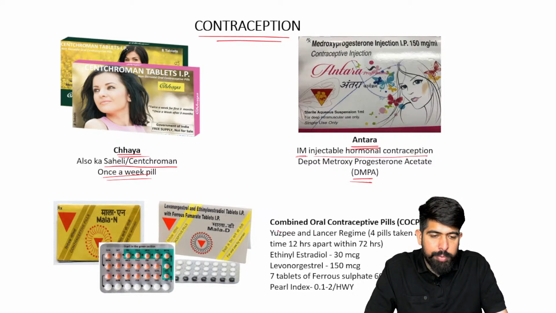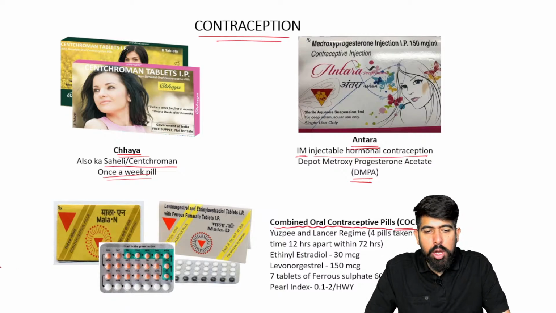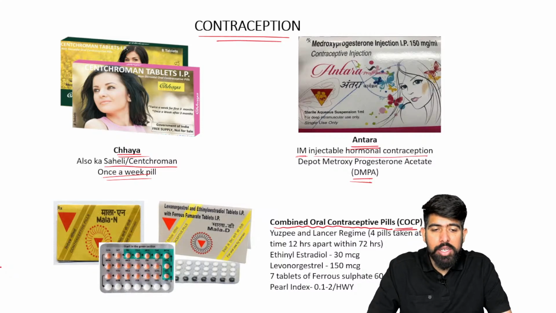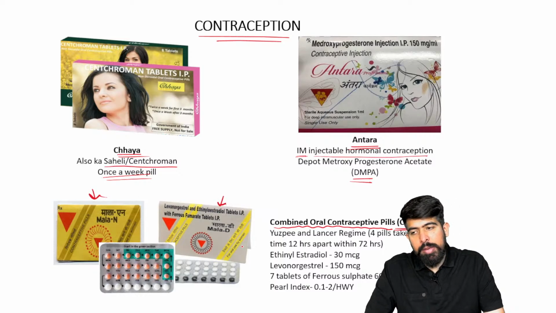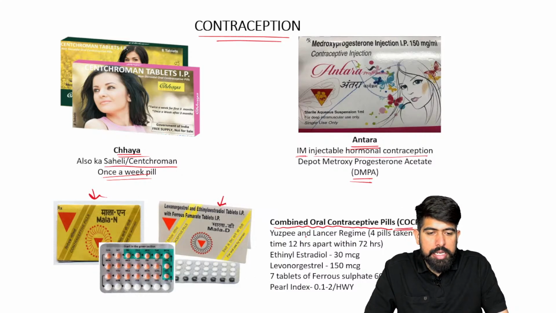Then we have the combined oral contraceptive pills, OCPs, also known as COCs. C is for combined oral contraceptive pills. In this, we have two important ones in India, Mala N and Mala D. And there is also the Yuzpe regimen: 4 pills taken 12 hours apart, within 72 hours, used as an emergency contraceptive.